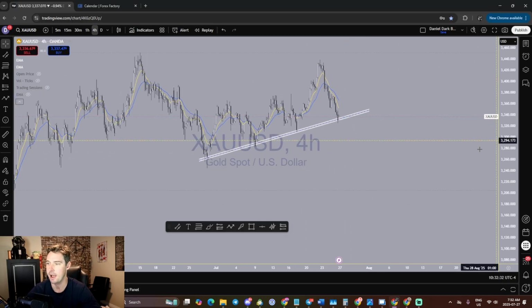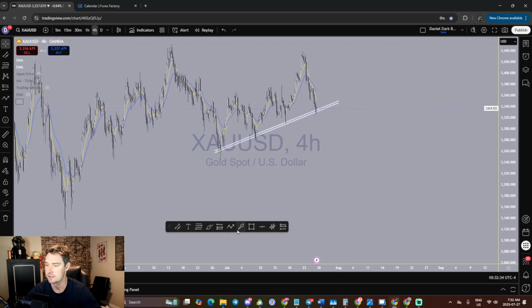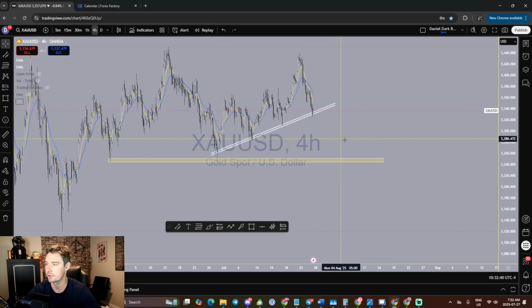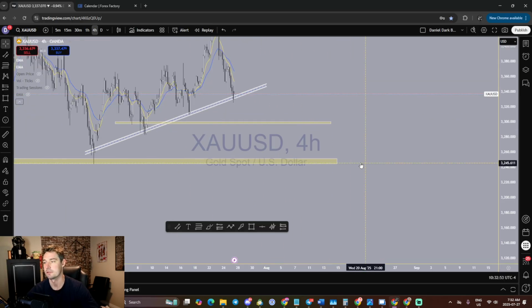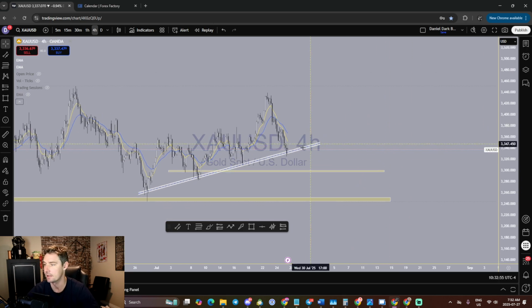For downside, I would be really, really interested in seeing if price can make it back down to this level, break 3,300, because 3,300, let's mark that as well, just so we're aware of it. So 3,300 is a psychological key level, and it looks a little something like this. Okay. So, I think we could definitely be headed in that direction just to test that key level.